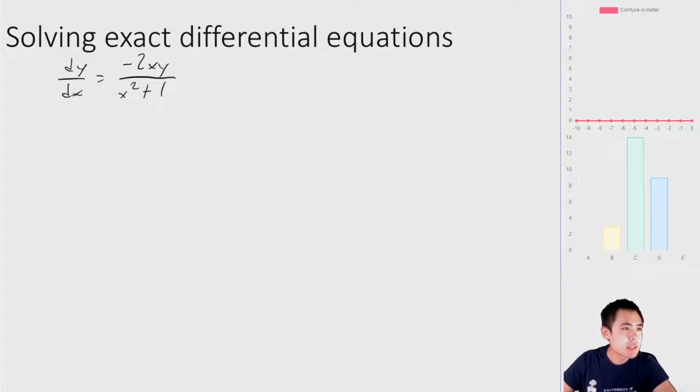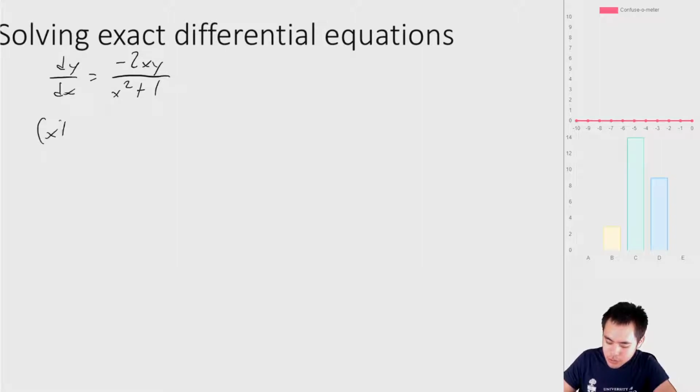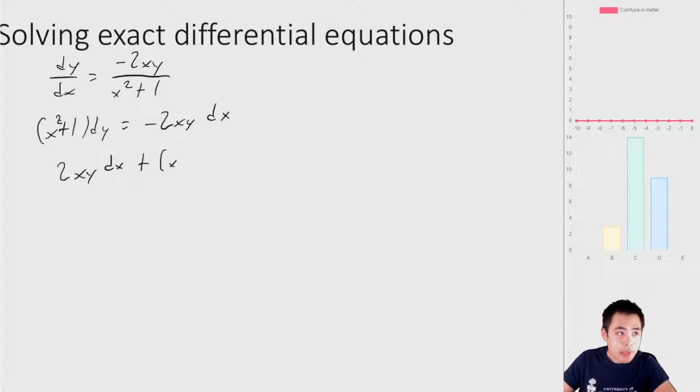Let's see. Is it separable? It is actually separable, but let's not try to solve it that way. So you have (x² + 1) dy equal to −2xy dx. If you rearrange those, this is 2xy dx plus (x² + 1) dy equal to 0. And you note that this here is P(x,y), and this here is Q(x,y).